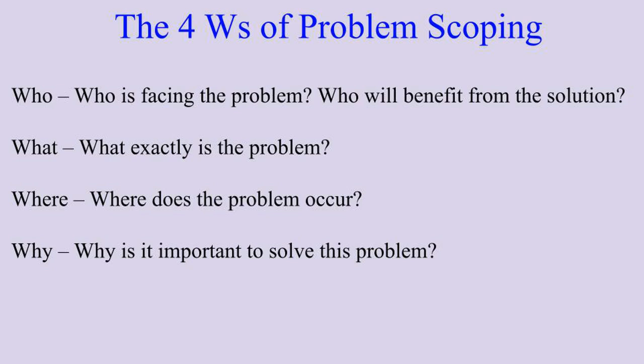To scope a problem clearly, we ask the four W's: who, what, where, and why. For example, if we're building an AI solution for school attendance, who: students and teachers; what: irregular attendance; where: at school; why: to improve discipline and academic performance. These questions help us form a complete picture before jumping into data or coding.